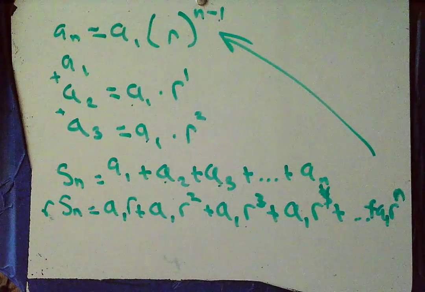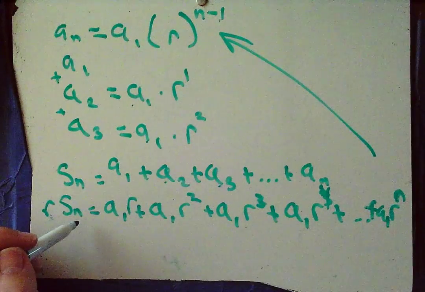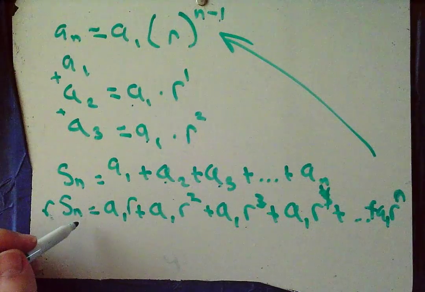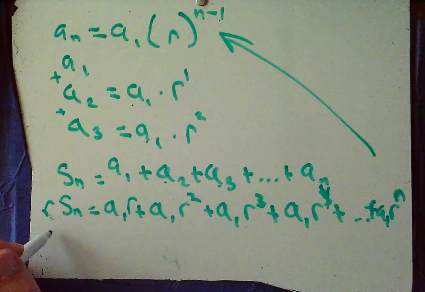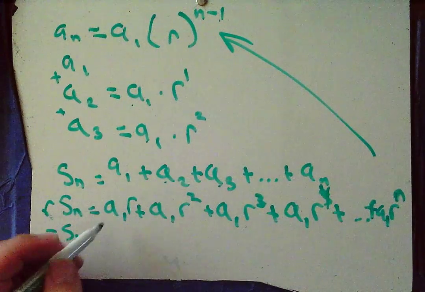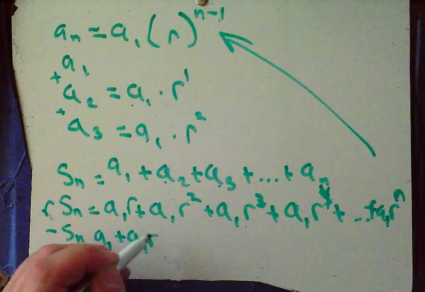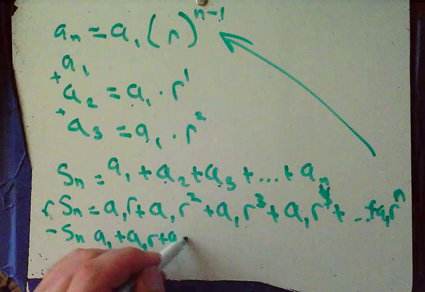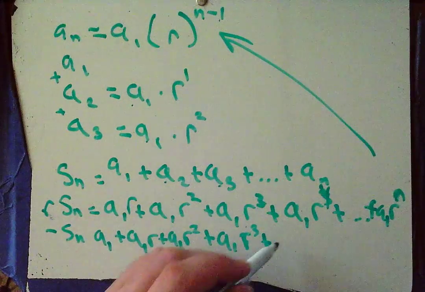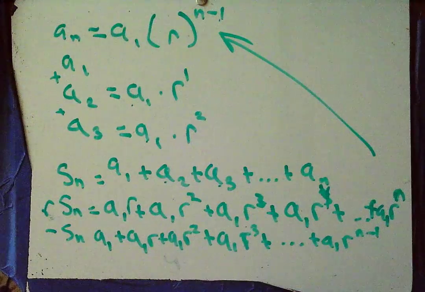Well, so here's the thing. I've got this r times a sum of n things. So what I'm going to do now is subtract from this. I want to subtract from this S sub n. And conveniently, S sub n is here. So a sub 1 plus a sub 1 r plus a sub 1 r squared plus a sub 1 r to the third, and so on until I get to a sub 1 r to the n minus 1.